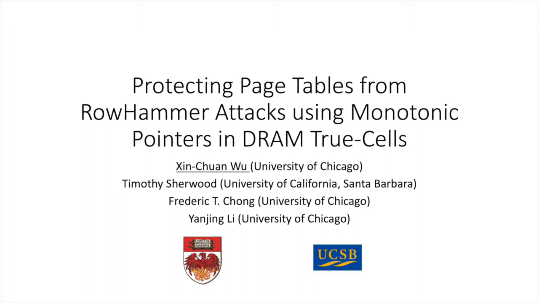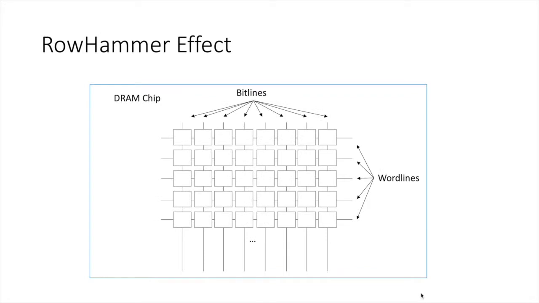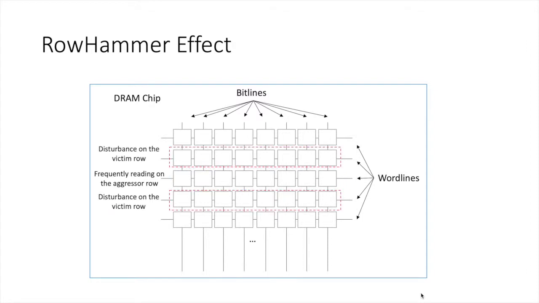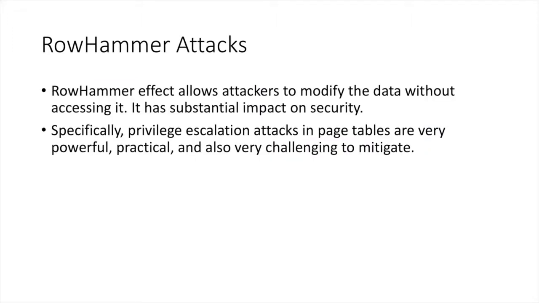I will talk about protecting page tables from RowHammer attacks using monotonic pointers in DRAM true cells. RowHammer is an undesirable side effect on DRAM hardware. Frequently reading from the same physical memory address could generate disturbance on adjacent rows. This disturbance accelerates charge leaking in the victim rows to cause bit flip errors. RowHammer effect allows attackers to modify the data without accessing it. It has substantial impact on security.